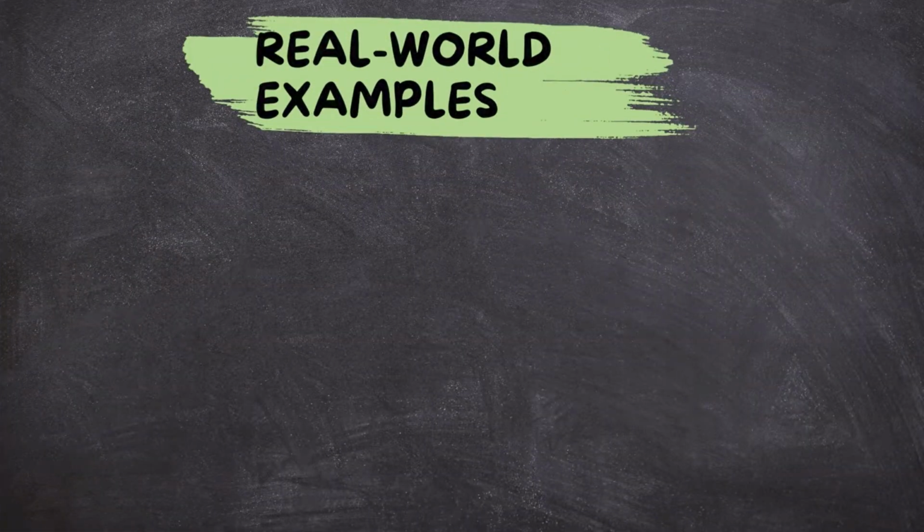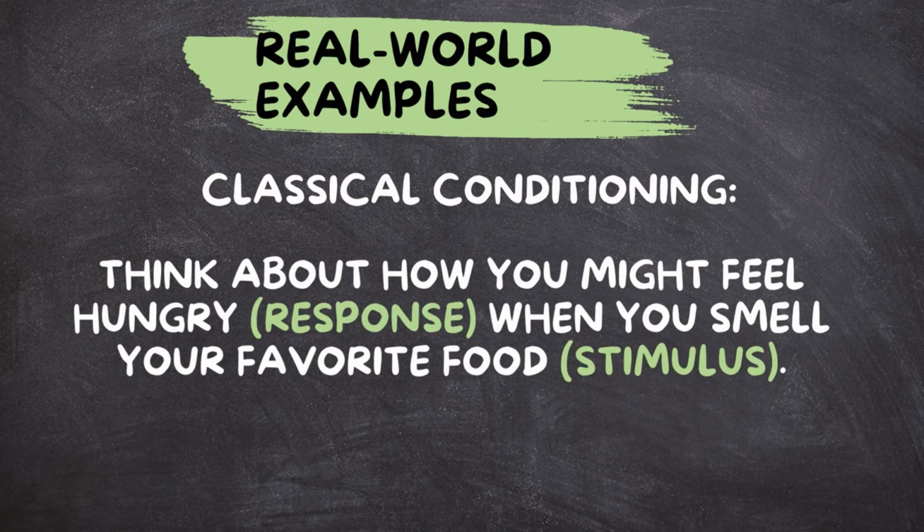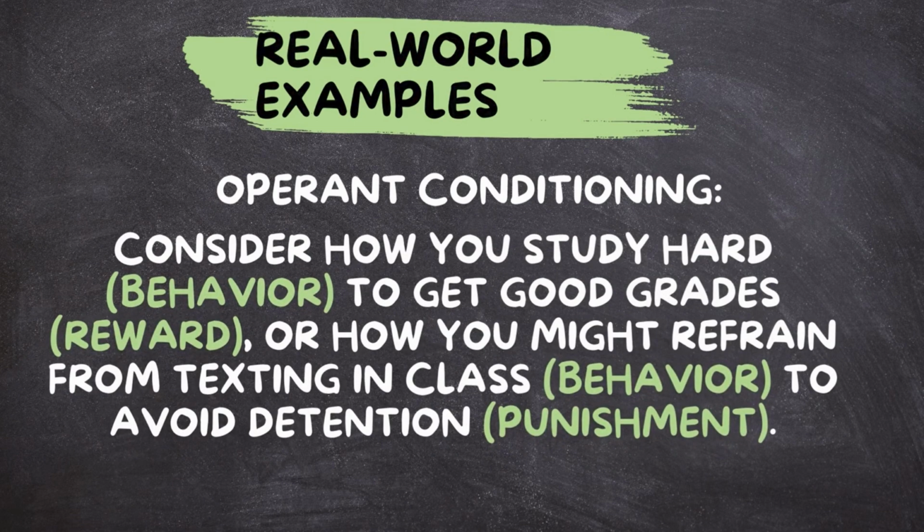Real-world examples. Let's look at real-life examples to better understand these concepts. Classical conditioning. Think about how you might feel hungry. Response, when you smell your favorite food. Stimulus. Operant conditioning. Consider how you study hard. Behavior, to get good grades. Reward. Or how you might refrain from texting in class. Behavior, to avoid detention. Punishment.